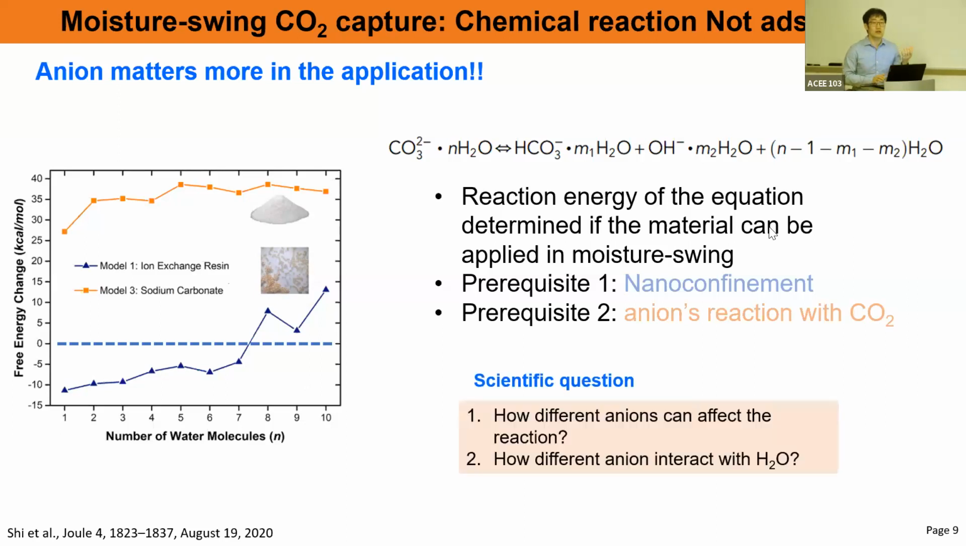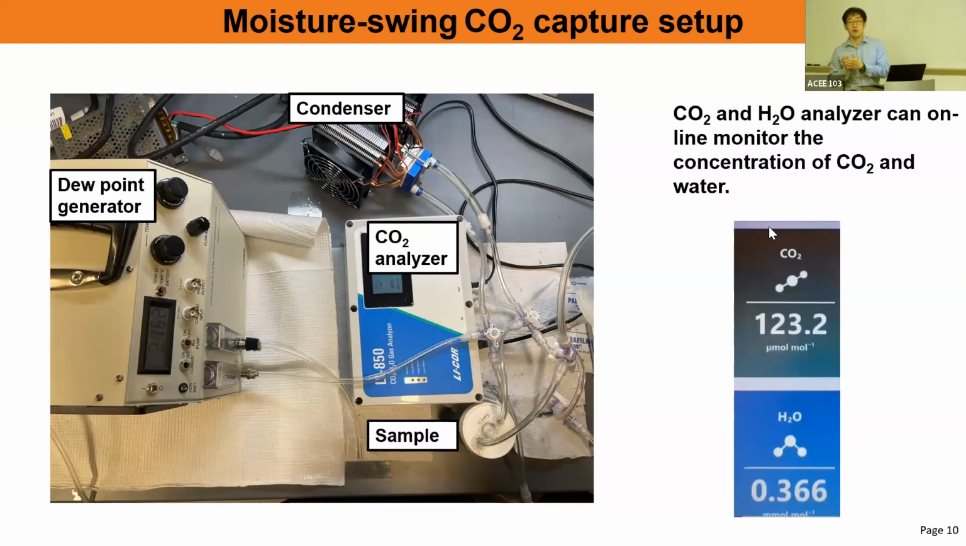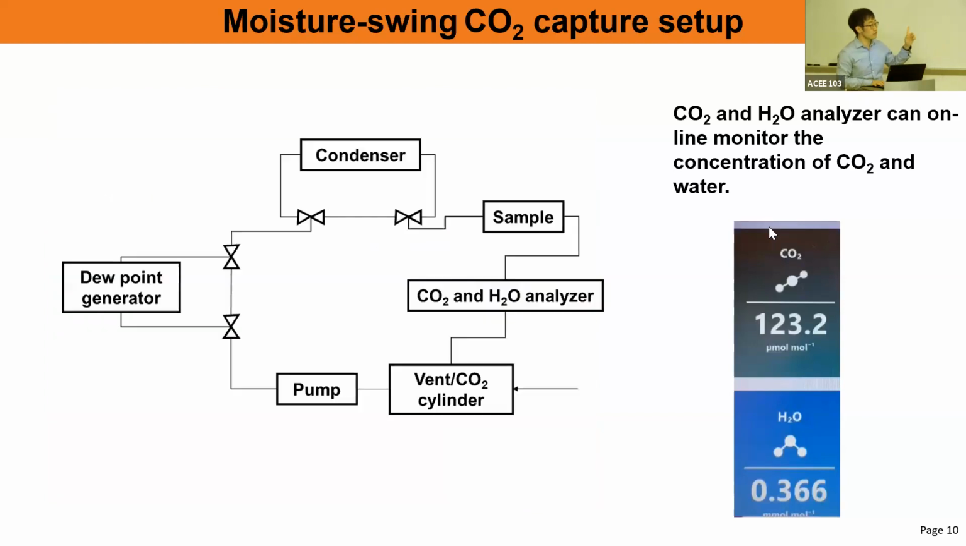So by knowing that anions matter more, our research question is how different anions will affect this system and how they interact with water to make the process better or worse. So now I'm going to show you how we do those experiments with our setup to test whether or not they can do the moisture swing, or whether or not they improve the carbon capture behavior. I have a bunch of equipment here, and to simplify, I will introduce them one by one.